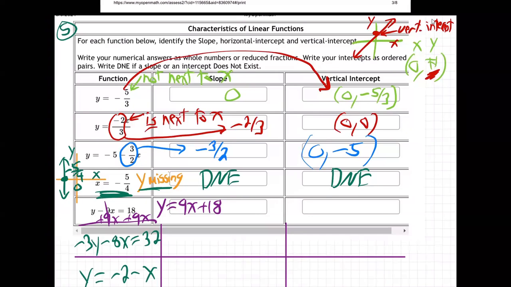This whole thing is dependent. There you go, right there. Get y alone. If they don't give you y alone, you have to get it alone.